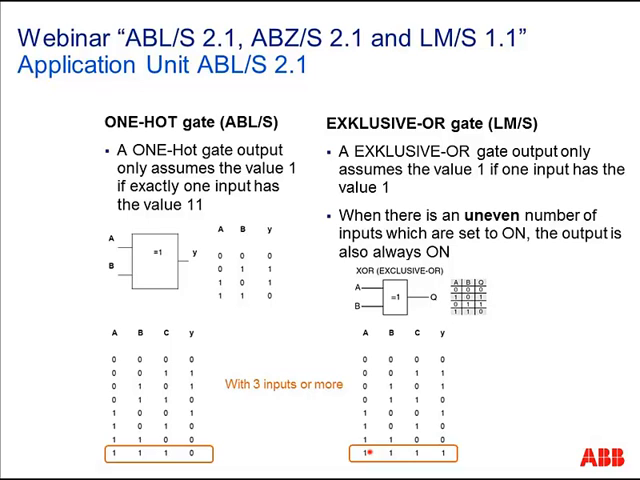For example, here we have an uneven number of inputs. We have 3 inputs, 1, 2, 3, and all inputs are 1, and then the output is also 1. This is a special behavior of an exclusive OR. So be careful and don't mix it up here. This is one hot, like we have it in the ABL, and this is exclusive OR, like we have it in the LMS.